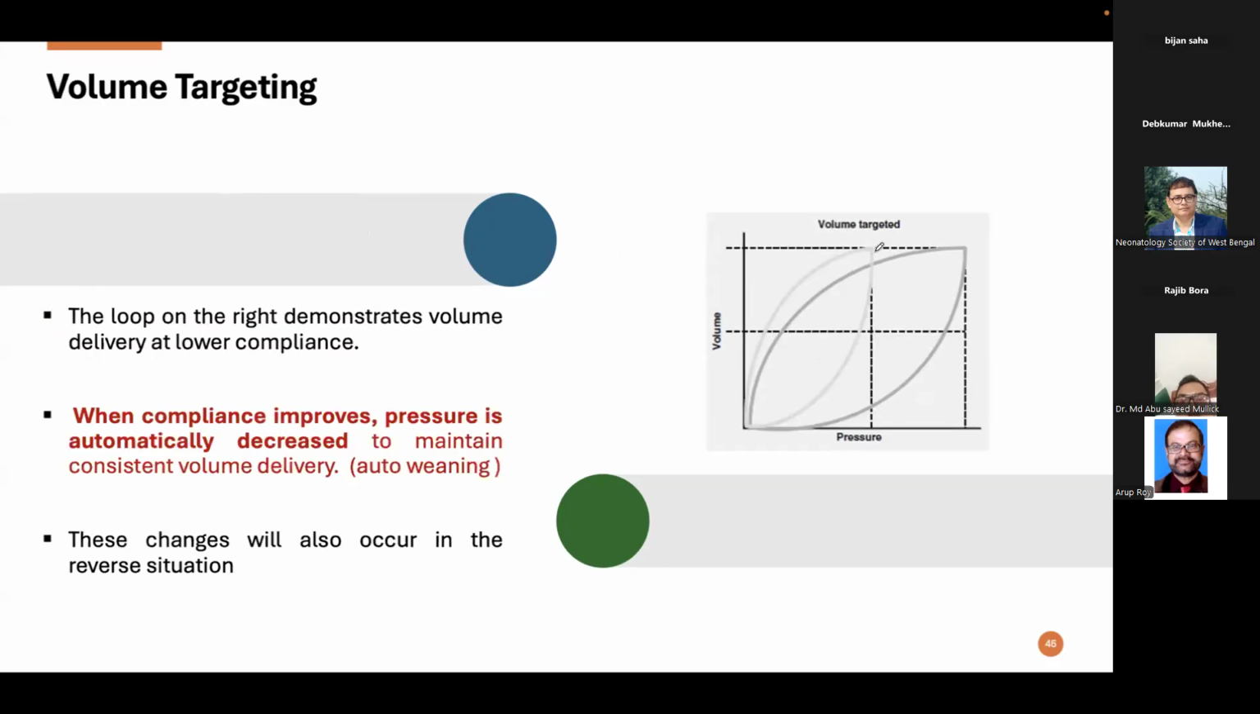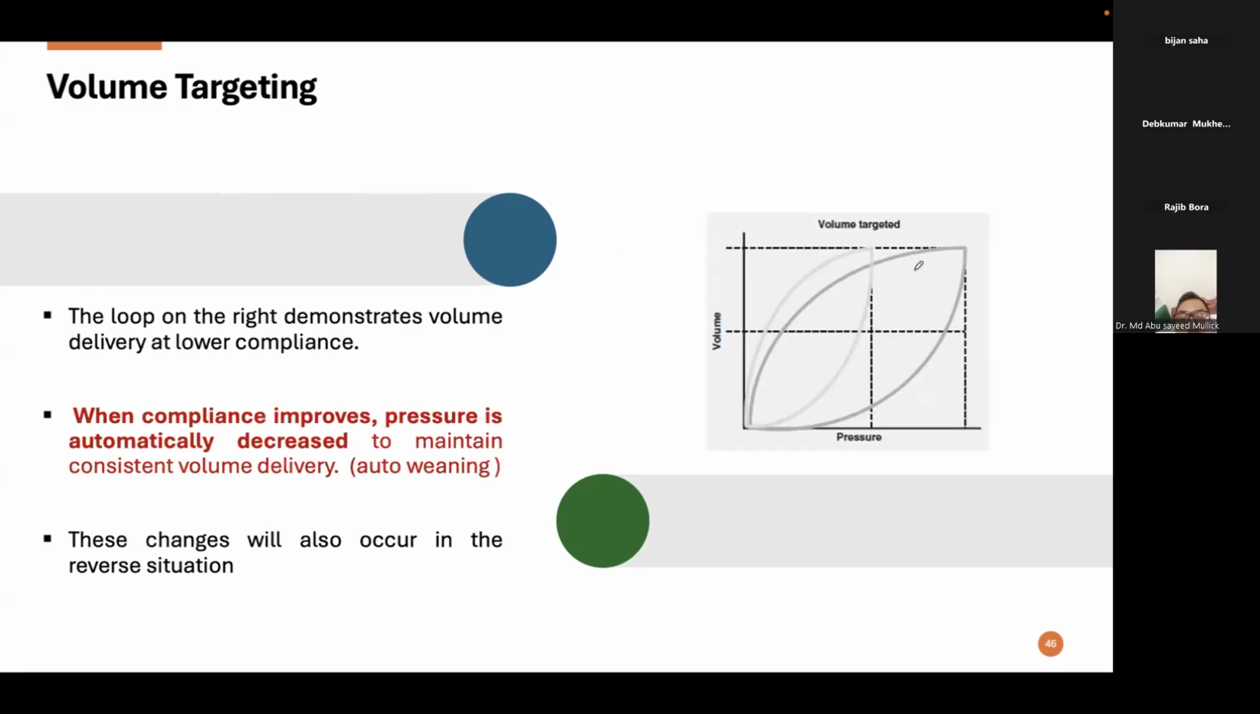In volume targeted ventilation, the volume will remain the same, but the pressures will differ. How can it be helpful? Suppose this curve was here, and now this curve has moved here. When we are giving volume guarantee ventilation, which we most commonly use now, there we can say that yes, probably the patient is getting ready to be extubated. So this is how it can help us to know about the auto-weaning that is happening in the patient.